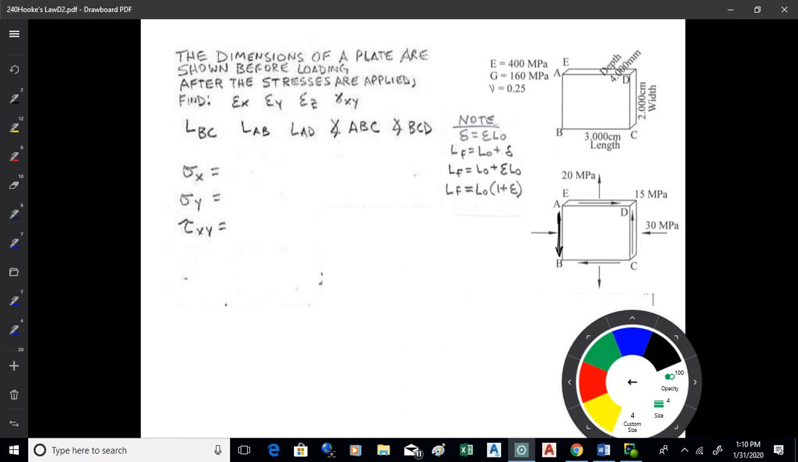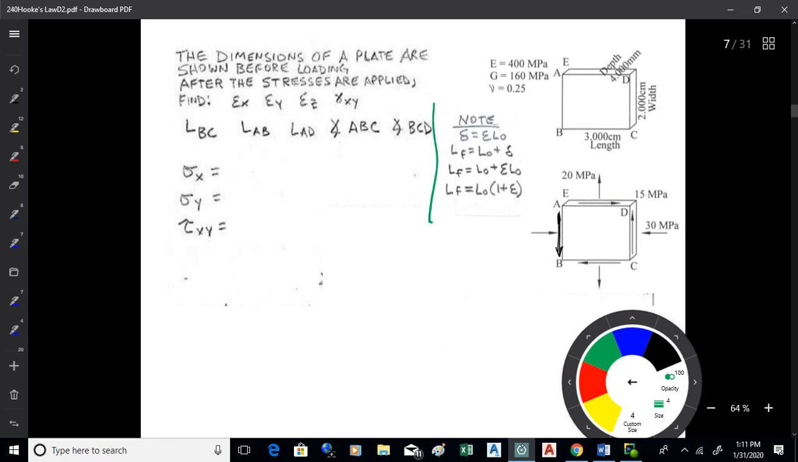Looks like I have some trouble with my shears there too. That one from A to B ought to be downward. Is that fixed now? I hope. Okay, good. All right. So what we're going to do, we're going to find the final dimensions of this thing after we apply those stresses.